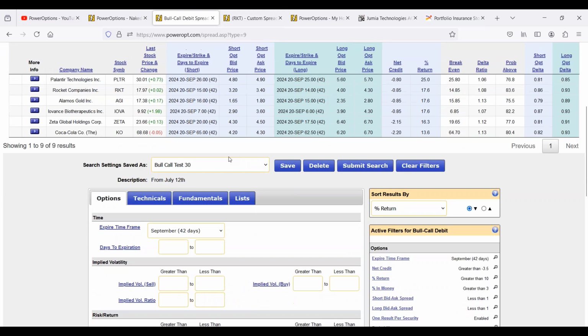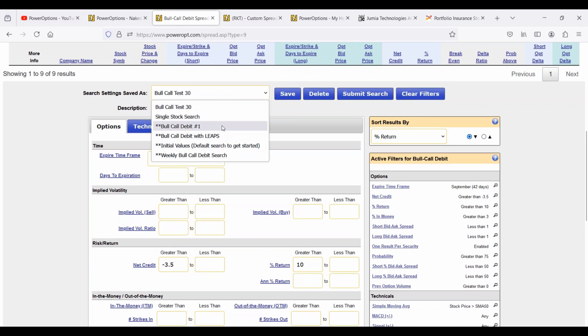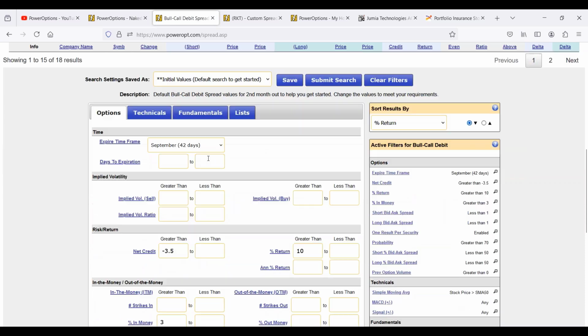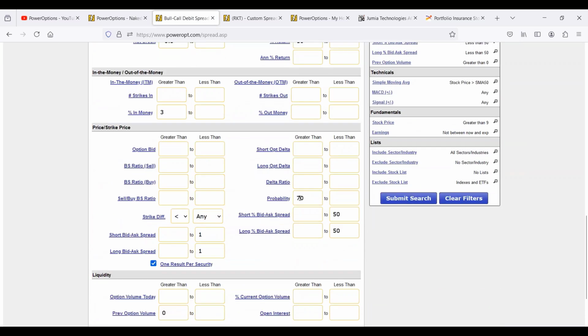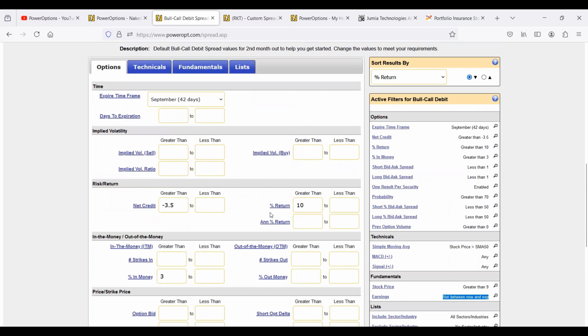Now, our defaults are looking for something similar. If I looked at just initial values, it's going to take me to a monthly screen, September 24th, with similar criteria: probability of 70, stock trading above the 20-day or 50-day moving average, avoiding earnings between now and expiration, as we looked at as well for David, because we don't want that unnecessary surprise where we're at full loss on the position.